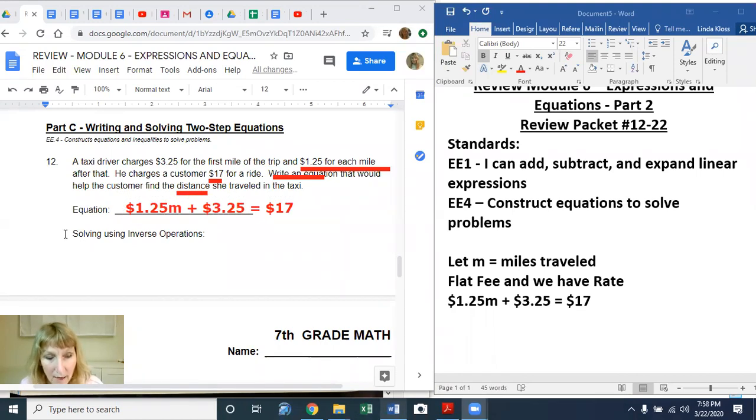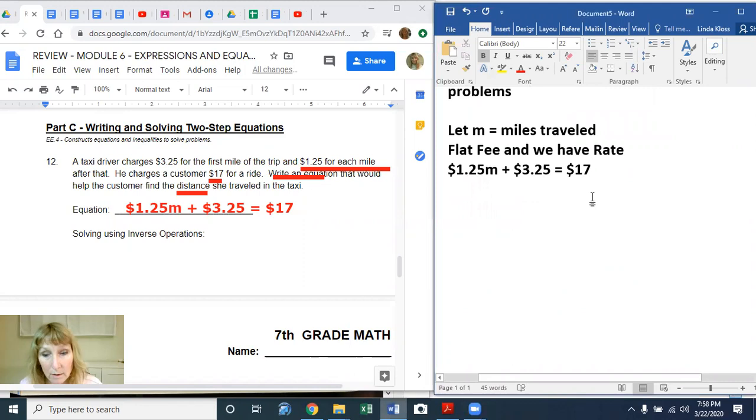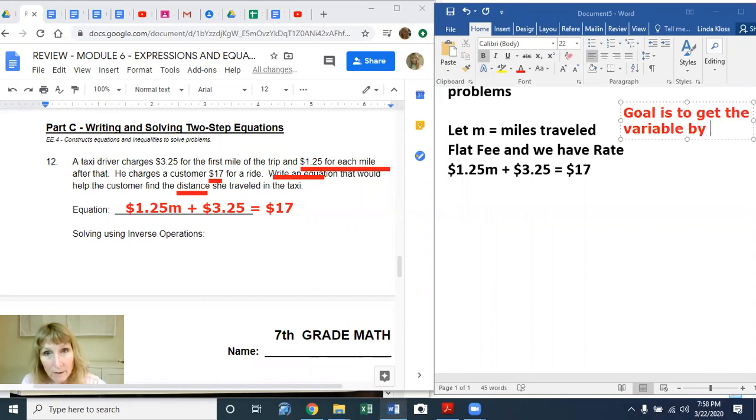Now it's telling us to solve using inverse operations. So to do that, we always have the goal, and if you remember from the last video, what is our goal when we're solving for variables? I'm going to put that in red so we see that. I'll put it right up here. The goal is to get the variable by itself. And how do we do that? Using inverse operations. Like that. So we're going to leave that there so we remember.